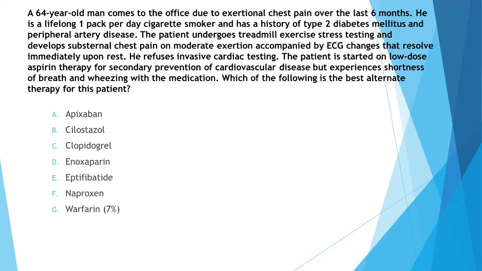The patient is started on low-dose aspirin therapy, but experiences shortness of breath and wheezing with the medication. So aspirin has led to shortness of breath and wheezing. Now, what is the second line of treatment? Apixaban, cilostazol, clopidogrel, enoxaparin, eptifibatide, naproxen, or warfarin.